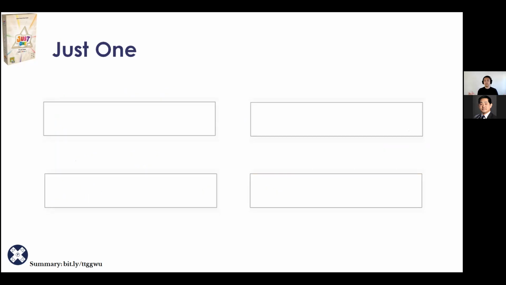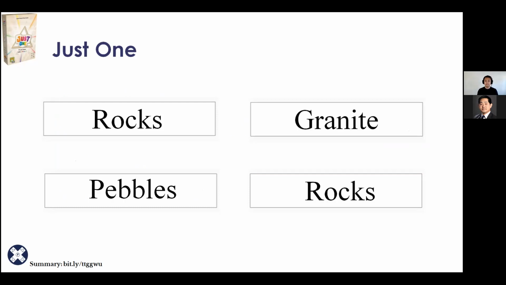All right, so let's assume we're playing a 5-player game. I am the active player. I need to guess this individual word based on the clues that my teammates are going to give me. Right now, I cannot see everyone else writing their clues. Everyone writes their clues, and they all reveal them simultaneously. These are all the clues that they write: rocks, granite, pebbles, and rocks.